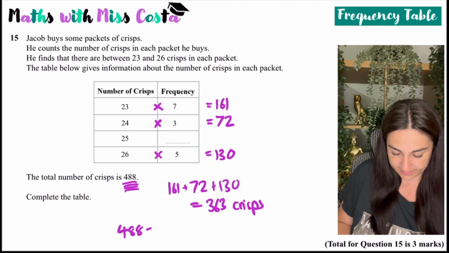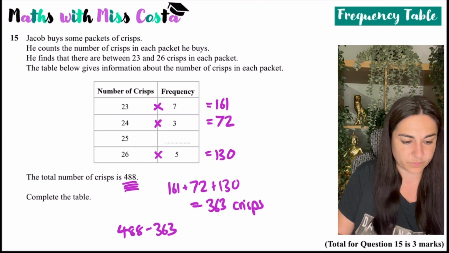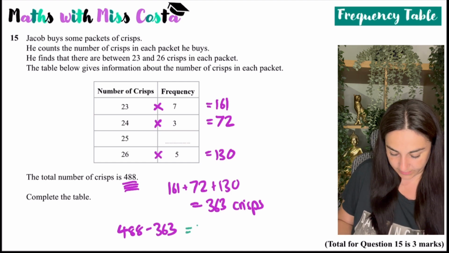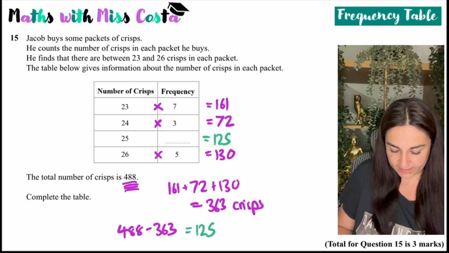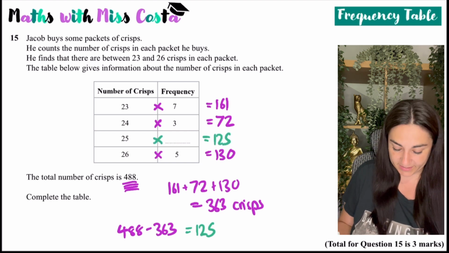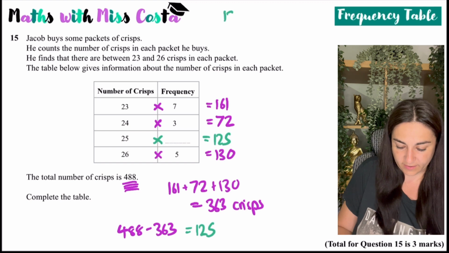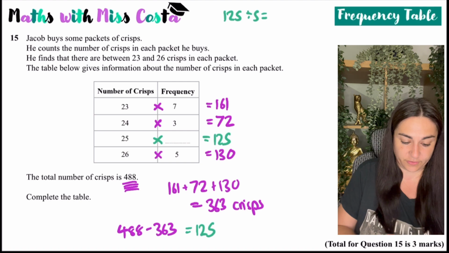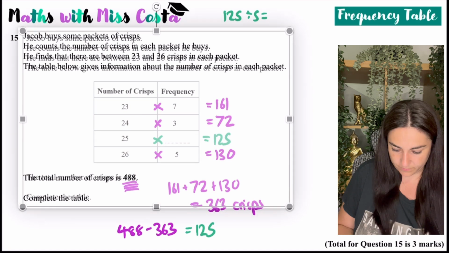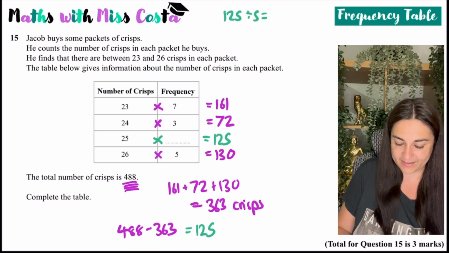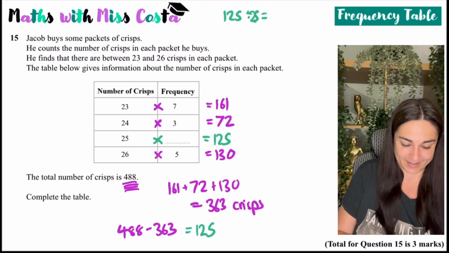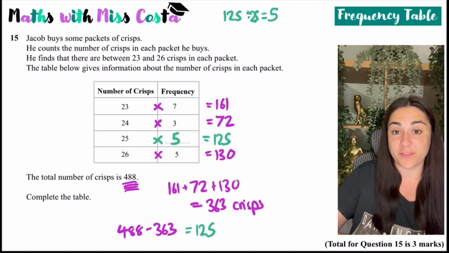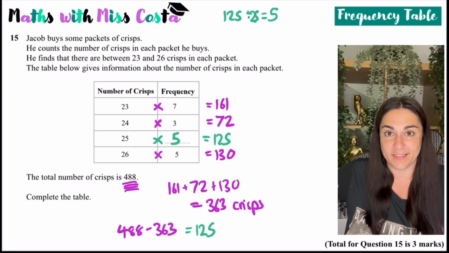If there's a total of 488, I could figure out how many must be missing. So 488 take away 363 is 125. So I know that 25 times by this number is going to be 125. So therefore, if I did 125 divided by 25, I'll figure out how many packets of crisps there might be. 125 divided by 25 is 5. So I know that there must have been 5 packets that had 25 crisps in them each.